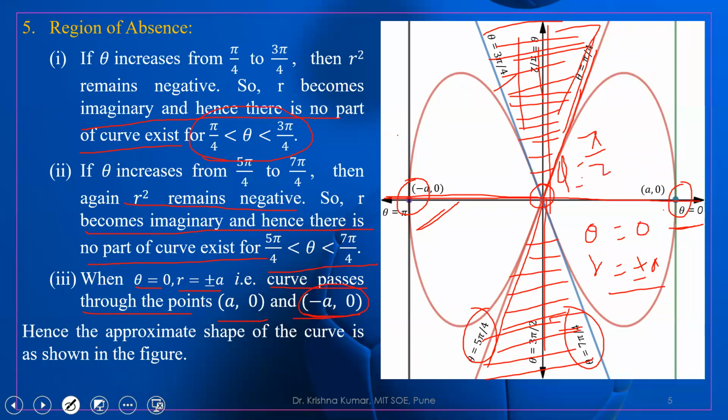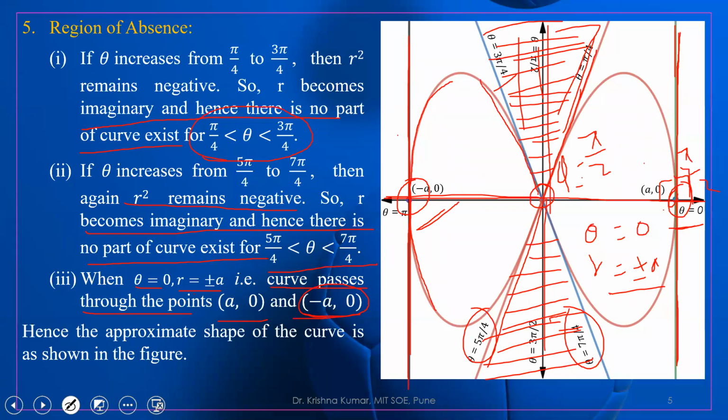Pi by 2 means what? At this point, the tangent line makes pi by 2 angle with the x-axis. This is, we can also say in the positive direction, pi by 2. So the tangent at this point makes pi by 2 angle. In the same case, at minus a0, the tangent will be perpendicular to the initial line. So this is the tangent at this point.